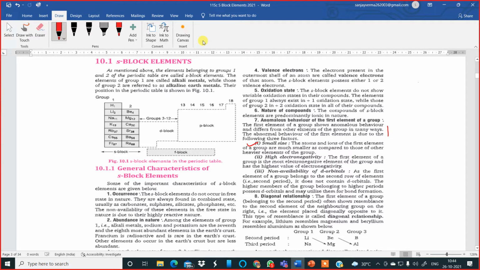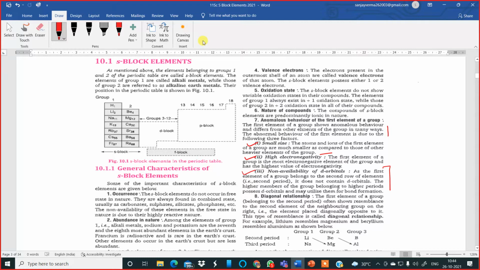First, all of them have small size. The atoms and ions of the first element of a group are much smaller as compared to those of the other heavier elements of the group. This is the reason for it to show anomalous behavior. The other one is high electronegativity. The first element of a group is the most electronegative element of the group and has the highest value of electronegativity compared to others.